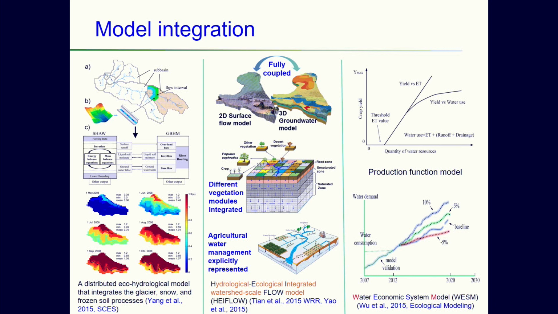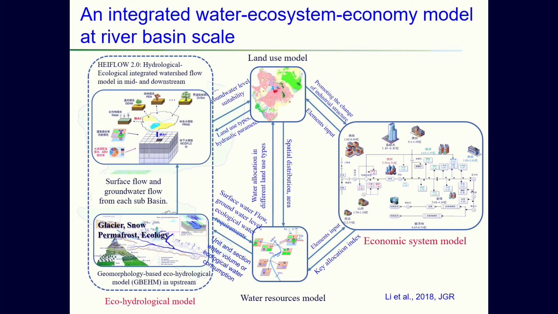And other colleagues in the Institute of Geography also developed some kind of water economic system model to investigate the interactions. And step by step, we try to bi-directionally link this kind of nature system model and the economic system model. We have some so-called interface models, a land use model, and a water resource model.